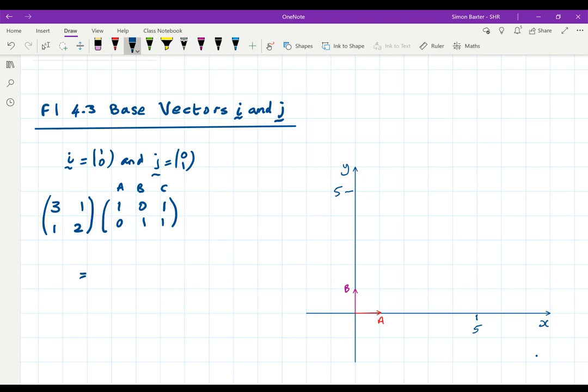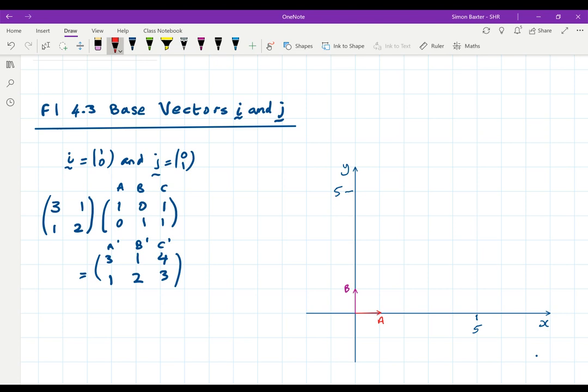If we multiply that together, we get 3, 1 times 1, 0: 3 times 1 is 3, 1 times 0 is 0. Taking 3, 1 along to (0, 1) gives me 1. And 3, 1 times the last column is going to give me 4. Just finishing this off, 1, 2 times the first gives me 1, 1, 2 times the second gives me 2, and 1, 2 times (1, 1) gives me 3. So we have our points A dashed, B dashed, and C dashed.